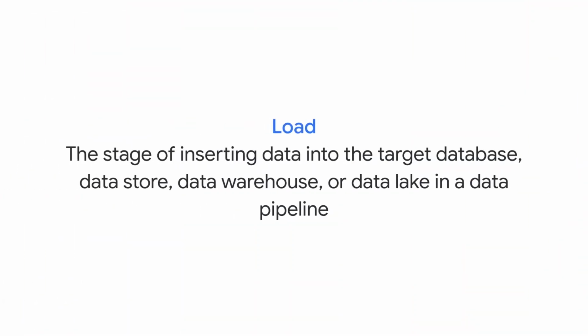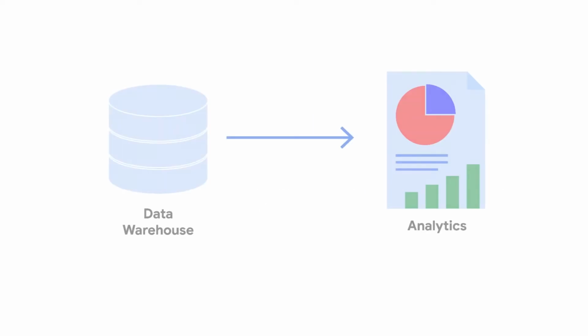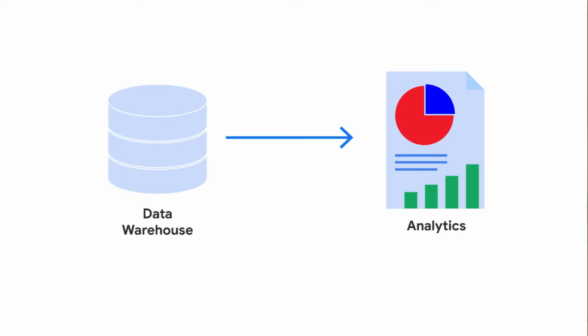Once the data has been transformed, it's ready for the final stage, the load stage. Load is the stage of inserting data into the target database, data store, data warehouse, or data lake in a data pipeline. In the case of the animal rescue organization, the transformed data will be loaded into a data warehouse. This will enable the data team to store the data for future analysis and visualization.